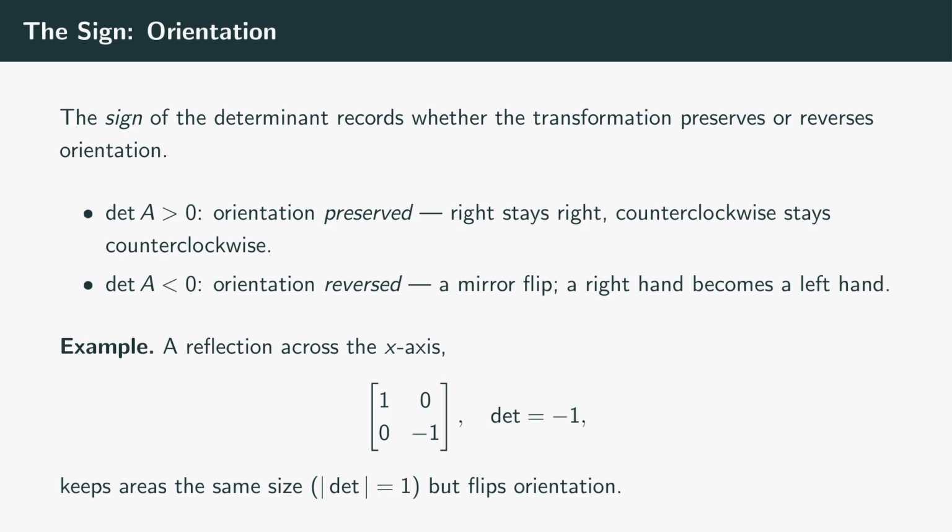A clean example is reflection across the x-axis, the matrix with first row 1, 0, and second row 0, -1. Its determinant is -1. The absolute value is 1, so areas keep their size. A reflection does not stretch or shrink anything. But the sign is negative, which signals that orientation has been flipped. That is the entire content of the minus sign, same area, mirrored world. The magnitude measures how much space stretches. The sign measures whether space gets turned over.